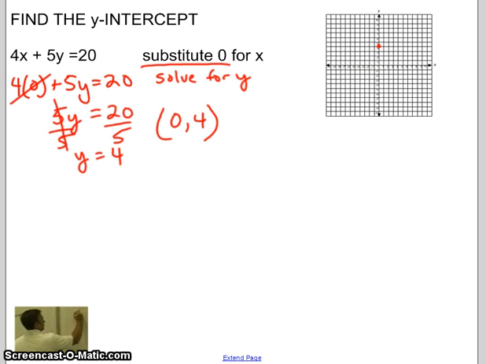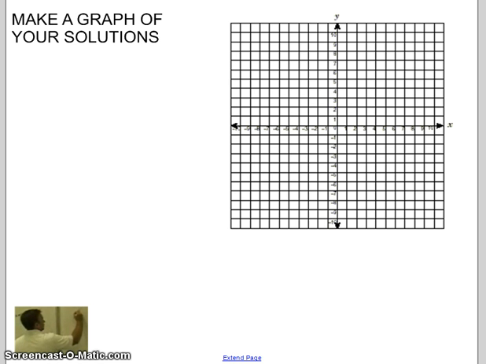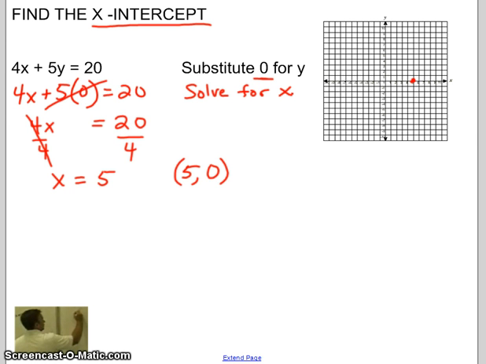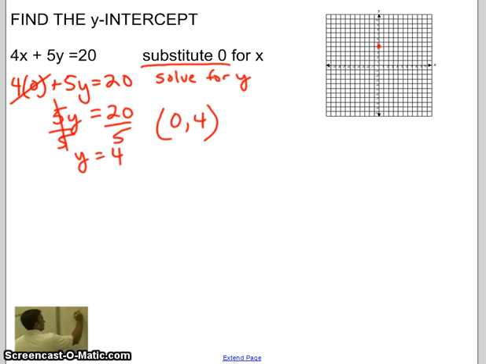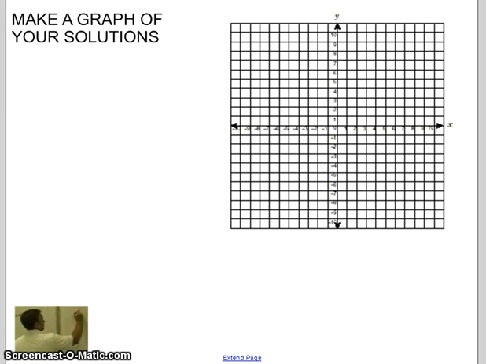Now let's put these two together. We had (5, 0) and (0, 4). We had our two points, (5, 0) for the x-intercept and (0, 4) for the y-intercept. When you have two points, you can draw a line through those two points, and that'll be the line of our graph. Do this as neat as possible. That's what our graph would look like by graphing it using the intercepts.